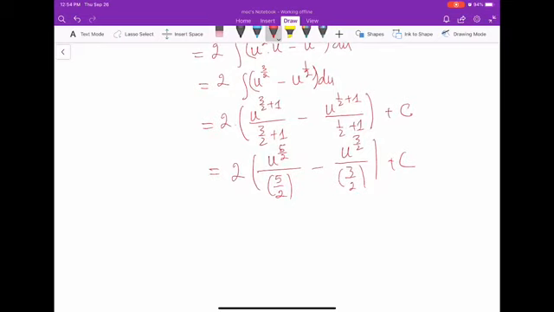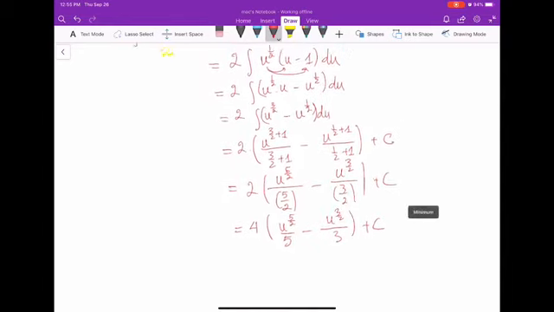Now let's simplify that, right? So we divide by 5 halves, which means multiply by 2 over 5. So basically I have 4 times, in here I have u to the 5/2 over 5, and then minus u to the 3/2 over 3, plus c.